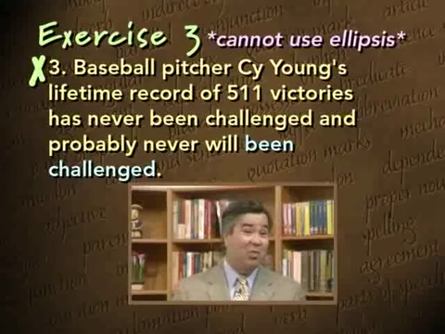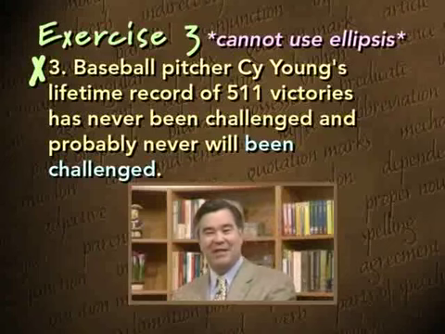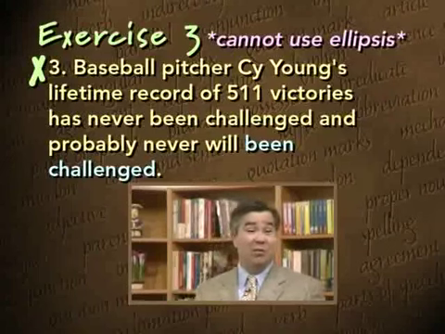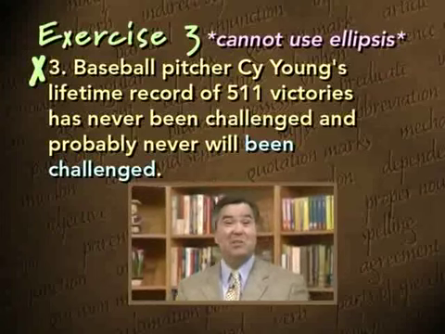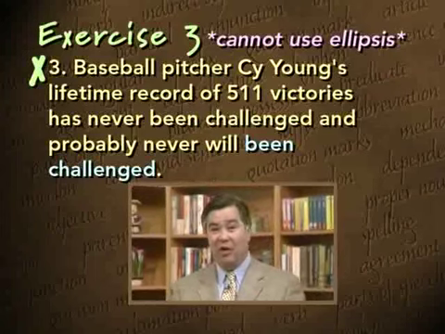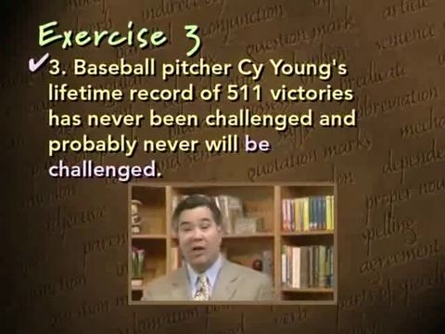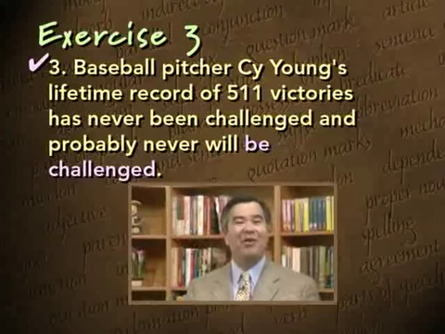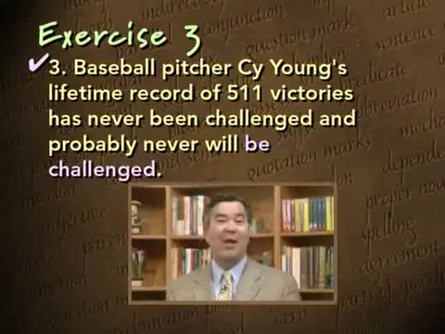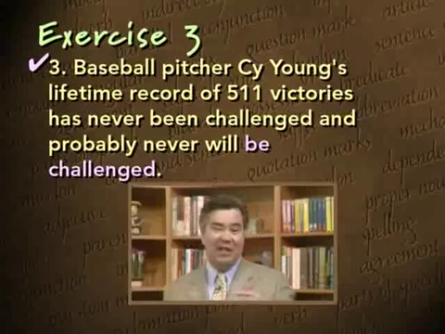So since we can't insert exactly the same words into that second part of the sentence, we see that the ellipsis rule has been violated. And therefore, you'd have to correct the sentence by spelling out that complete verb and make the sentence read, baseball pitcher Cy Young's lifetime record of 511 victories has never been challenged and probably never will be challenged. There's no way around it. You can't use ellipsis here because you can't omit exactly the same words. Instead, they are different words, and they have to be spelled out.